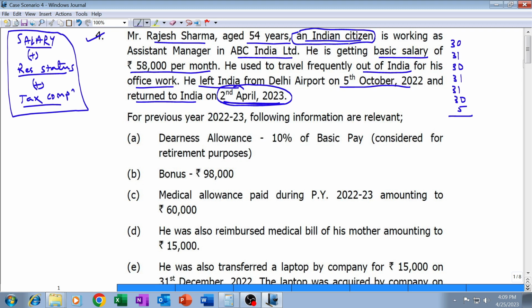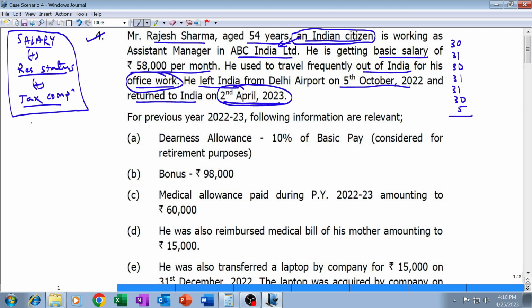Though he is an Indian citizen, he is not leaving India for the purpose of employment. He is already employed by ABC Limited and he is going out of India for office work. Had he been leaving ABC Limited and joining another employer abroad, then we can say that he is leaving India for employment. But he is not leaving India for employment. He is already employed and he is going out of India for his office work.